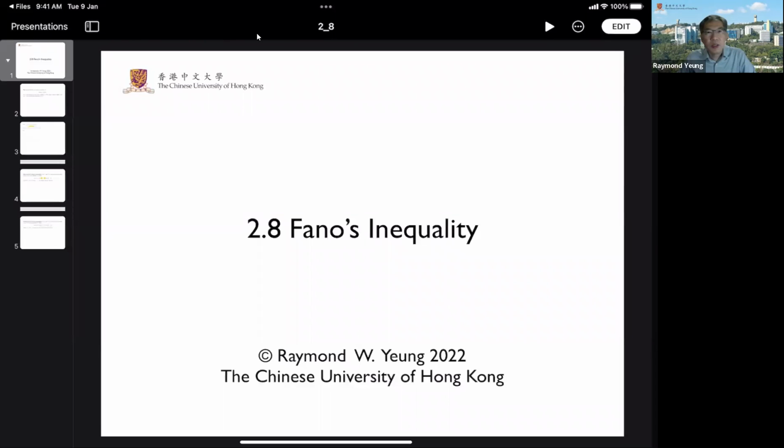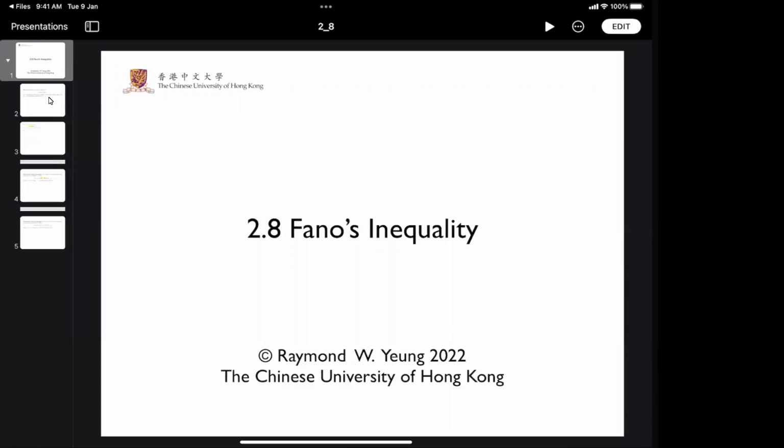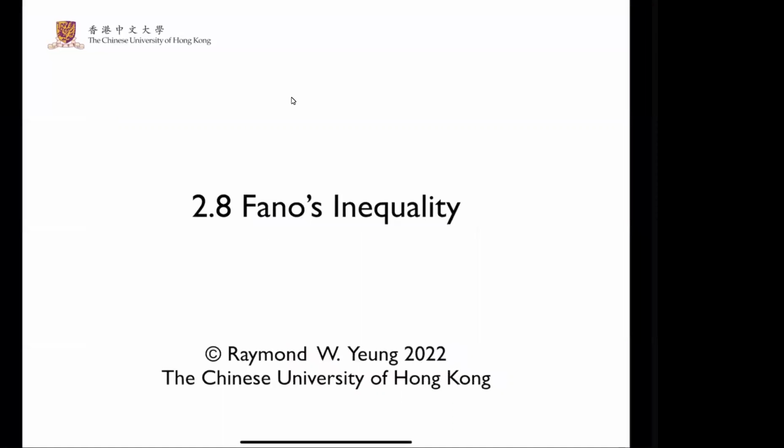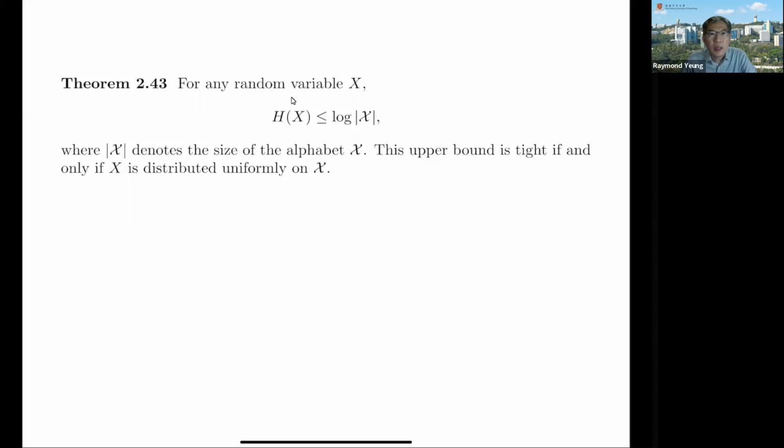Okay, this is the last section of the part on information measures, and it's entitled Fano's inequality. It's a very important inequality in the name of Robert Fano. Now before we prove Fano's inequality, I would like to mention this very important theorem for you.